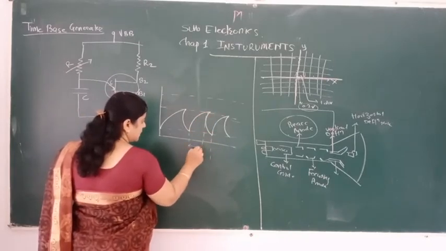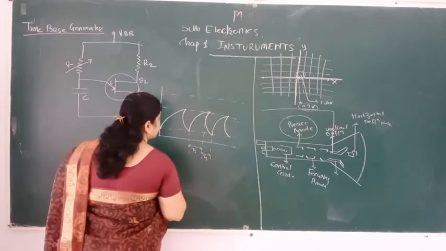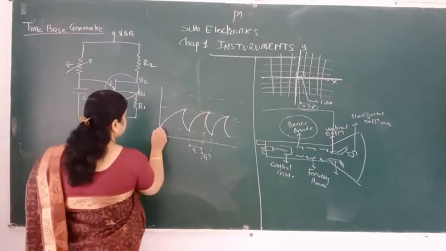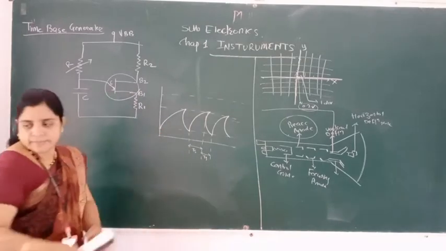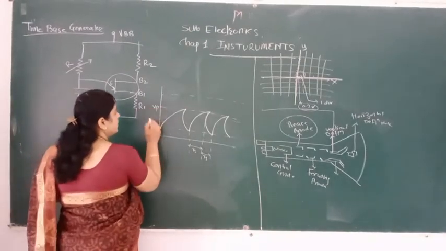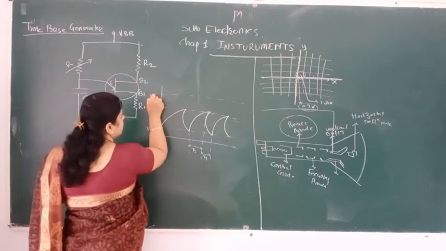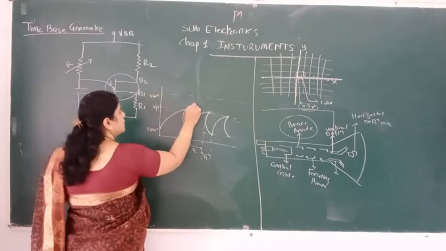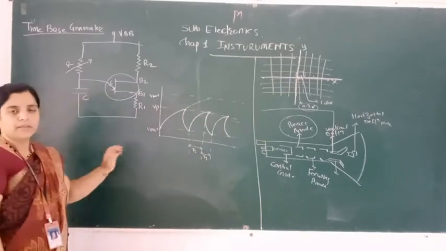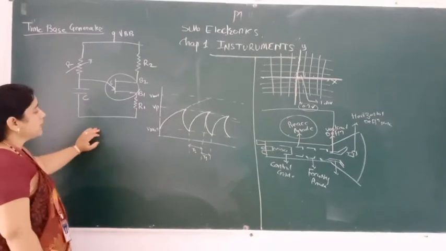This is the time Ts and this time is called Tg. V minimum is there. This is the peak voltage Vp here. V minimum is there, Vp maximum is there. What happened? It will move in this form like this. These are the sawtooth wave that we have observed in the time-base generator.